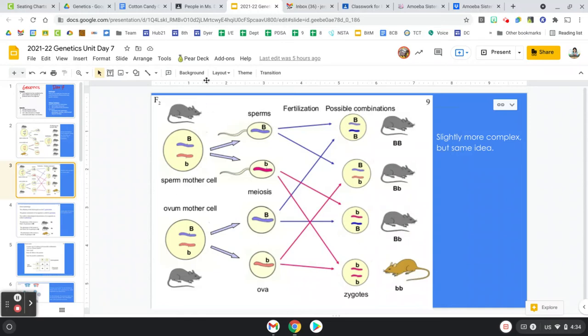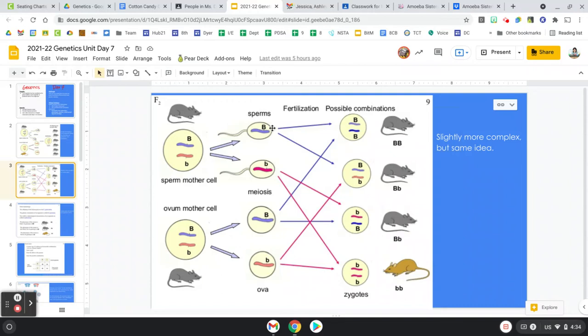So now we have the dad mouse, who is heterozygous, and the mom mouse, who is also heterozygous. And so now this chromosome with the dominant allele can be passed on, or this chromosome with the recessive allele can be passed on. Those are the two possibilities for what the dad mouse can pass on. Same thing with the mom mouse. She can pass on either the chromosome with the dominant allele or the chromosome with the recessive allele.